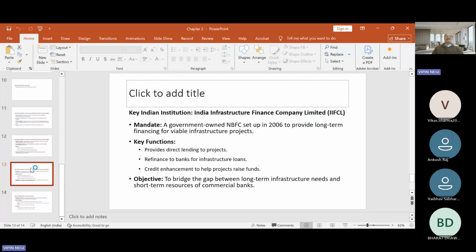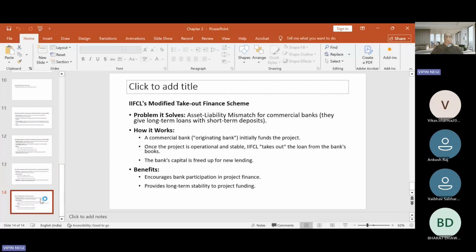As far as its objective is concerned, the objective was to fill the gap between long-term infrastructural needs and short-term resources of commercial banks. So this was a very important agency to fill this gap. As for its contribution, it has solved the problem of asset liability mismatch for commercial banks, because they give long-term loans with short-term deposits. That gap can be bridged through this kind of lending.